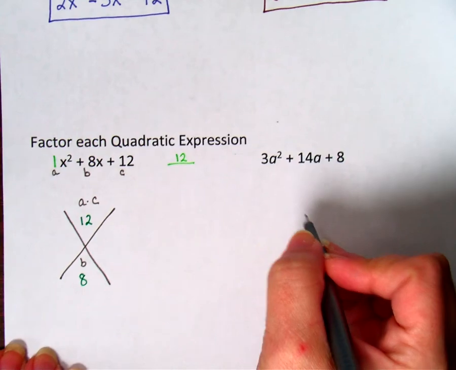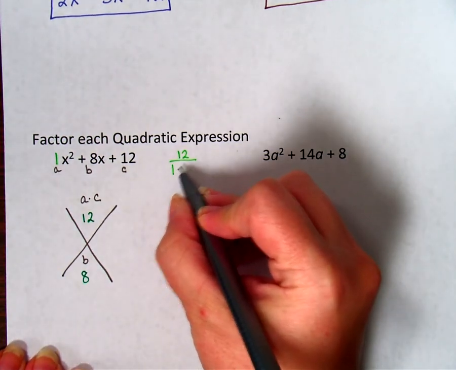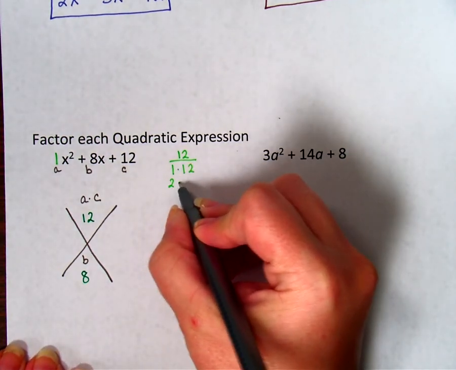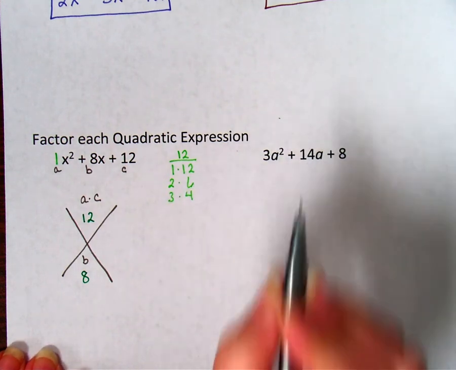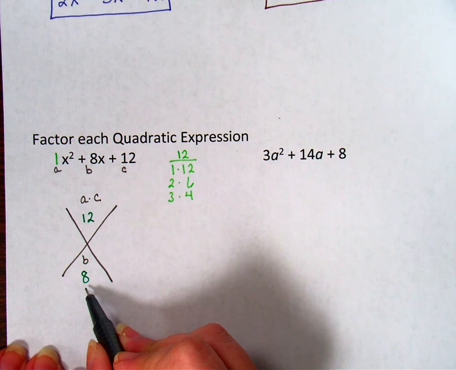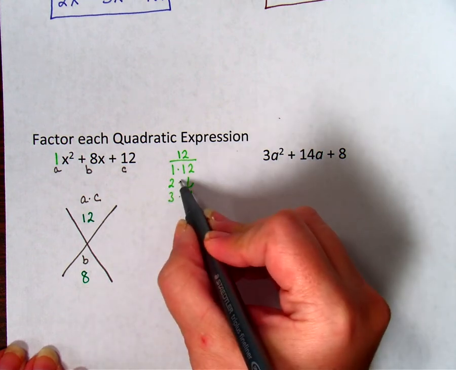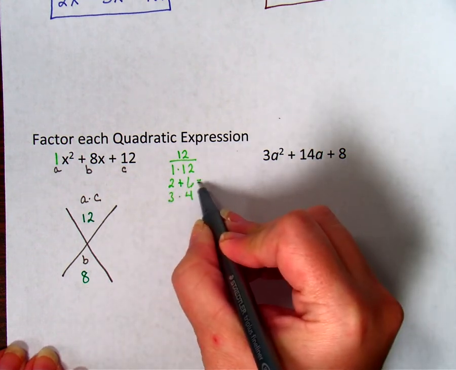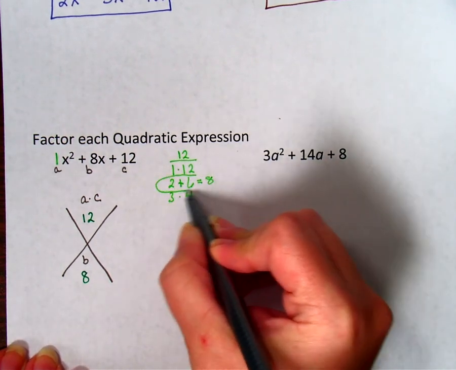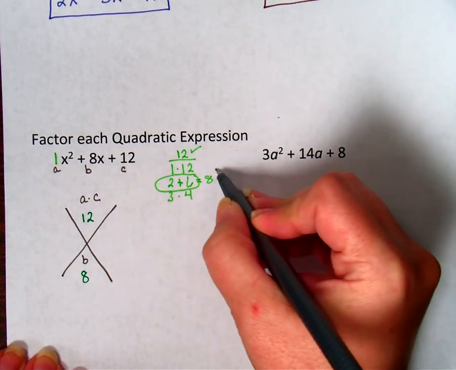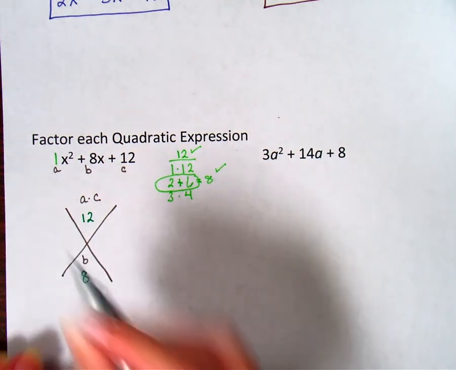So my multipliers of 12 are going to be 1 times 12, 2 times 6, 3 times 4, and that's it. And so then I want to get a positive 8 when I put them together. So if I do a positive 2 plus 6, that's going to give me my 8. So my 2 and my 6 will multiply to 12, and they will add to 8.